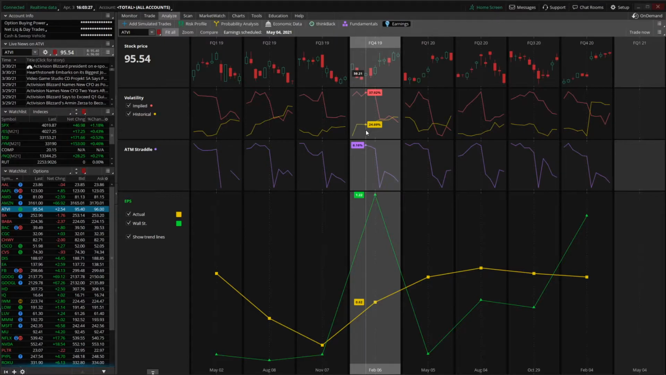Implied volatility is typically overstated, and then following the earnings announcement, you see that implied volatility plummet going back to historic levels, which then crushes the value of your options prices. This is one way to see, based on the previous 8 quarters or 2 years roughly, what kind of expectation we can see in a drop of implied volatility.